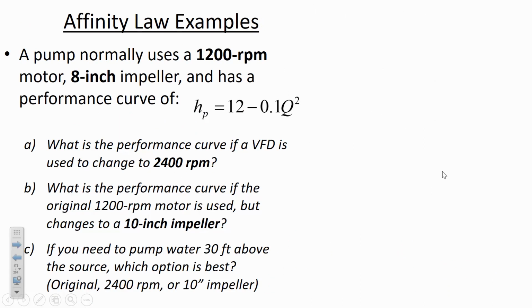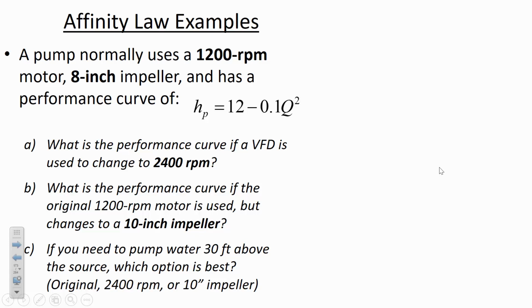So these are the scaling laws, and you can find these same equations in the FE reference manual. To give you an idea of how these scaling laws operate, we're going to consider the case of a pump that normally uses a 1200 RPM motor and an 8-inch impeller. The manufacturer of this pump can give you either a sketch of its performance curve or an equation that describes how the pump head decreases as the flow rate increases. And that's the performance curve that we've got.